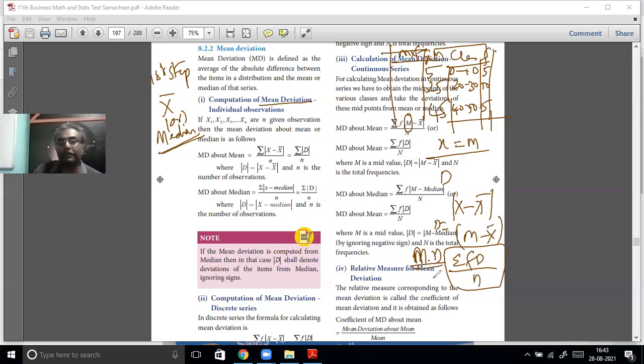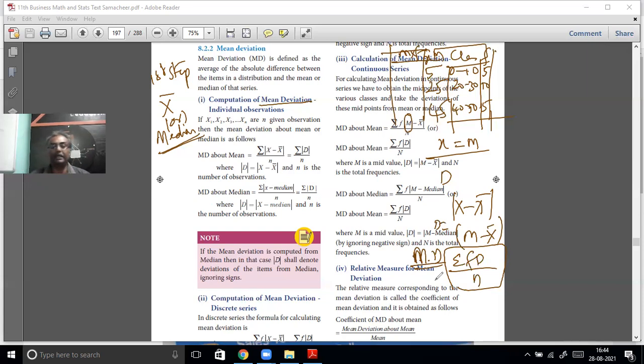How to find relative measures? Just like QD was an absolute value, you cannot use it to compare two different data sets. Two different data sets you cannot compare using QD. What you did was the coefficient of QD. Then you can compare two different values. Either 0.5 coefficient or 0.3 coefficient, then the 0.5 coefficient has greater scattering, more dispersion, and it is more spread out.